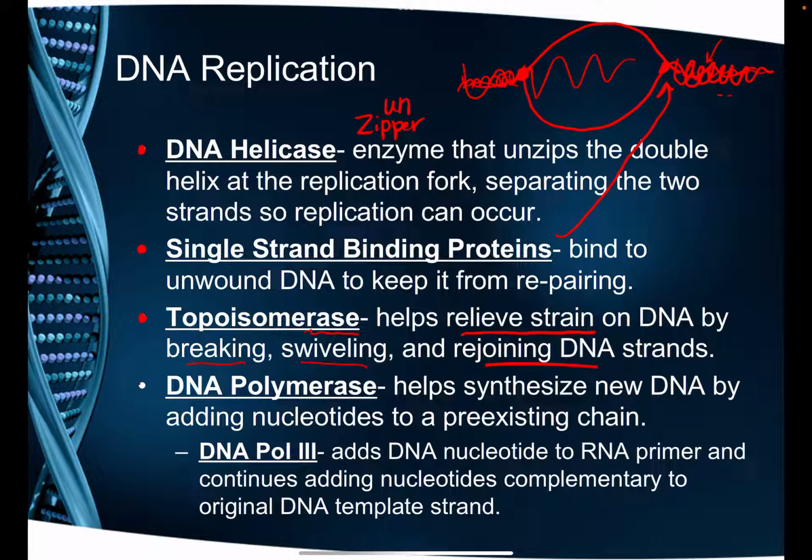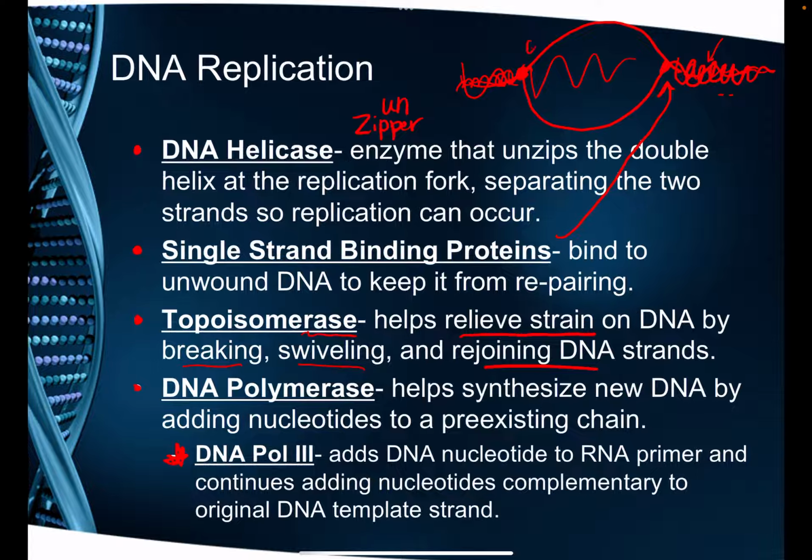All right, the next one is DNA polymerase. Now, there are hundreds of different types of DNA polymerase. We are going to learn about 3 of them, okay? So, the first one let's talk about is DNA polymerase 3. Its job is to add new nucleotides, okay? It's perhaps the most important of the enzymes.